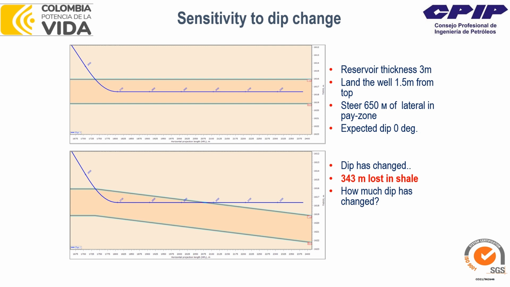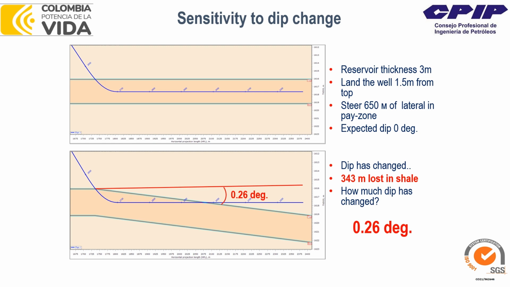So please open your calculators. You can pause the video here, do some math, and then go back to see the result. I'm going to present it right now. So the change in angle, which caused us to lose 343 meters in the shale, was just 0.26 degrees.